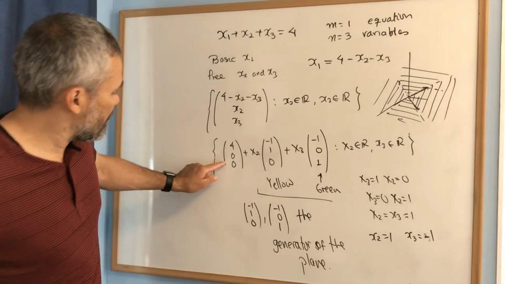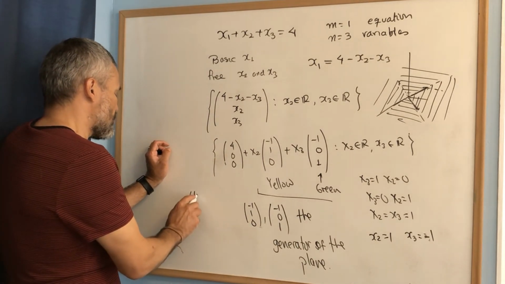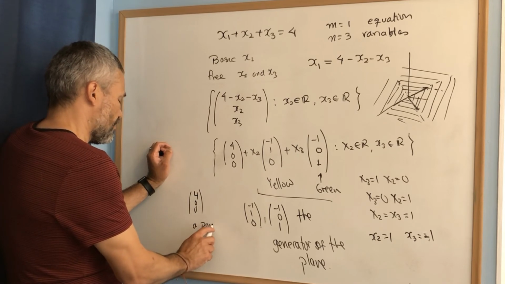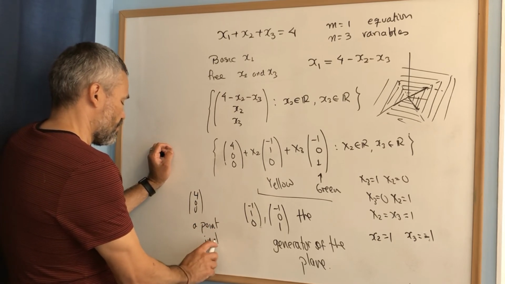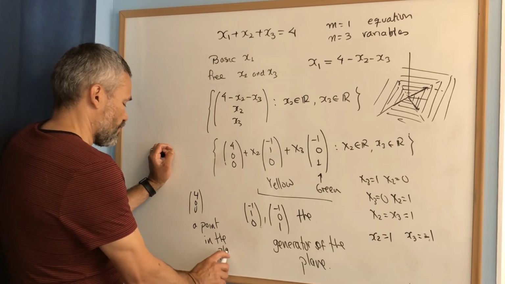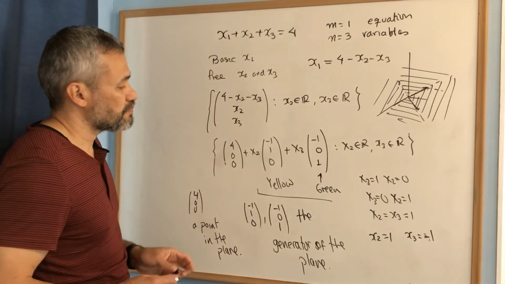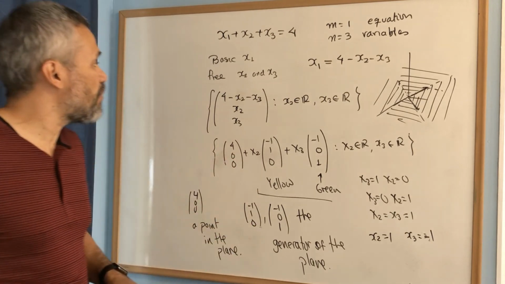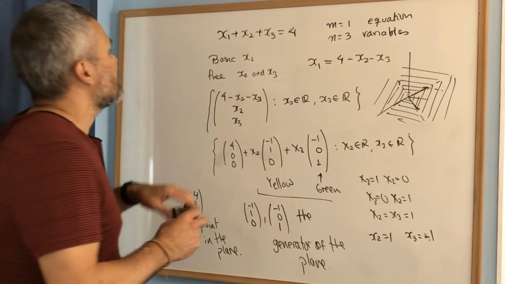And we're going to call (4, 0, 0) a point in the plane. Okay, let's do another example like this.